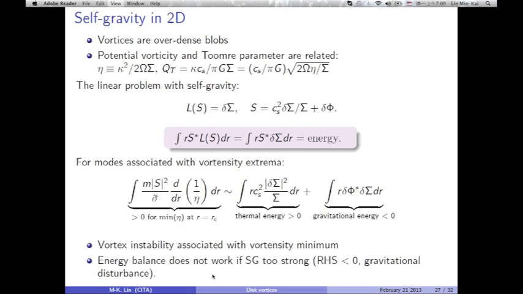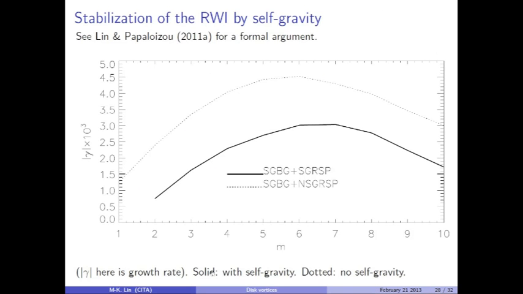And this is a numerical calculation of the Rossby wave instability. In one case, the dotted line without self-gravity, and in the solid line with self-gravity. And what's plotted here is the growth rate of the instability. So the self-gravity growth rates are actually smaller than the non-self-gravity growth rates. So self-gravity actually stabilizes this instability, which is a very counterintuitive result.